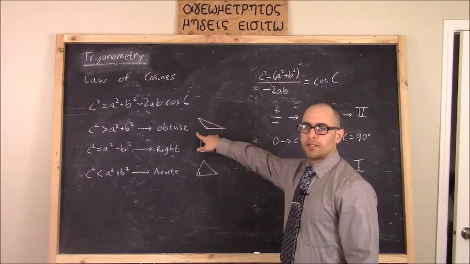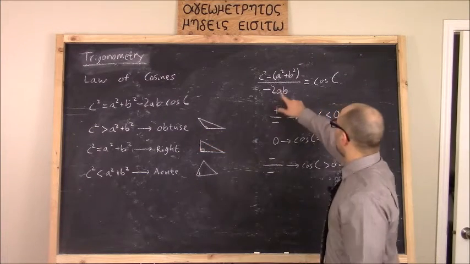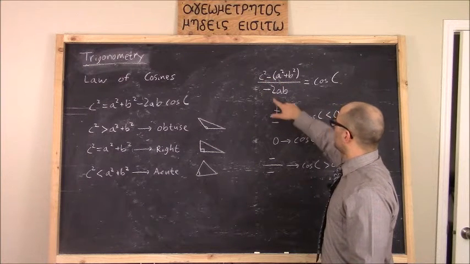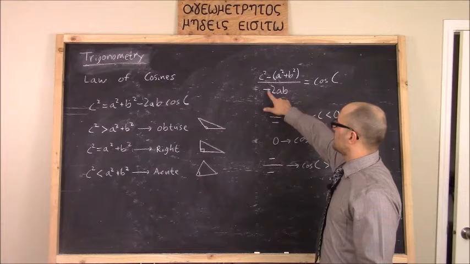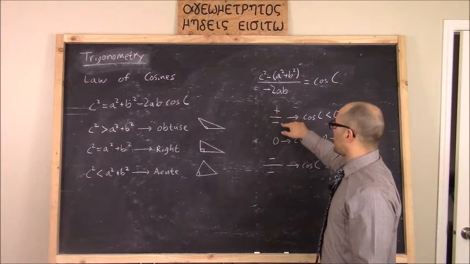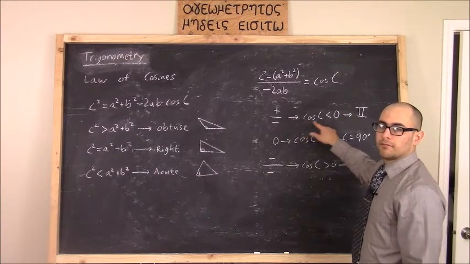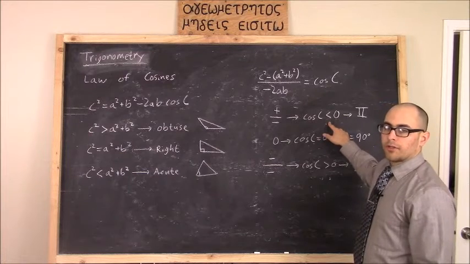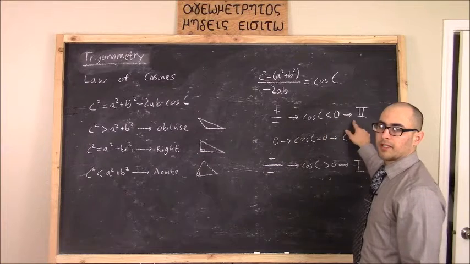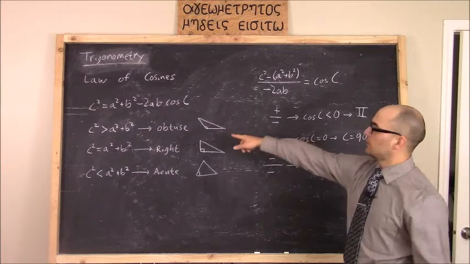Now in the first case, if c squared is greater than a squared plus b squared, a bigger number minus a smaller number will be a positive. Notice the denominator has the negative 2ab, so it will always be negative. A positive divided by a negative is a negative, meaning cosine c is also negative, less than 0. Going back to our unit circle, remember that negative values of cosine fall in the second quadrant, beyond 90 degrees, making it an obtuse angle.